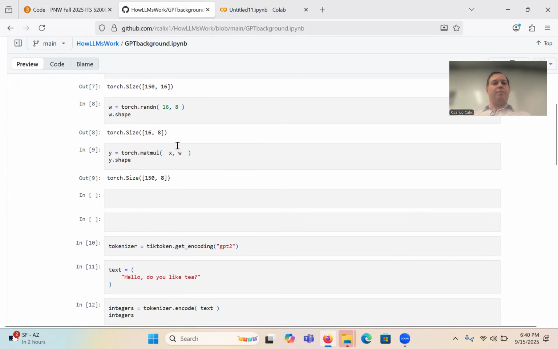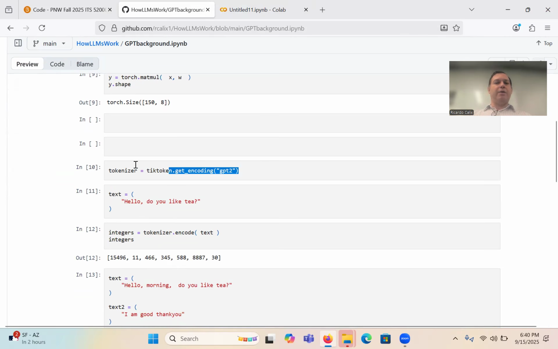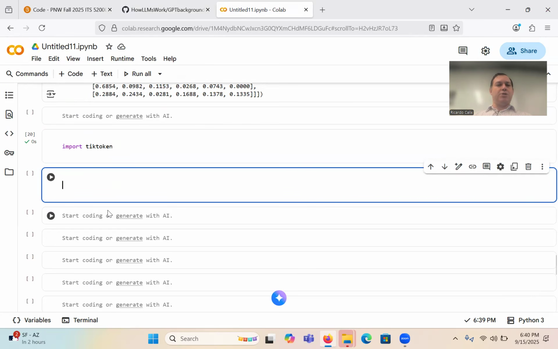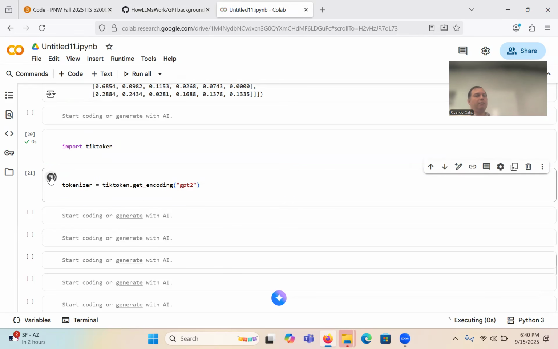To demonstrate, you can see that here. These things are called tokenizers, essentially. I'm going to run it. It might take a second. Oh, it's done. You can see I'm grabbing GPT-2.